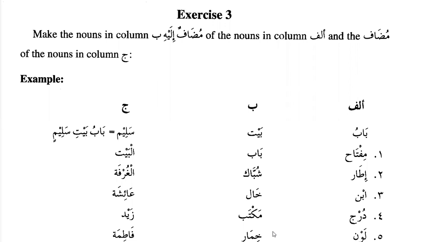Make the column muzafile of the noun in the column alif. This time you need to make them muzafile and the muzaf of the noun in jim. So first you will make this word muzaf and this word muzafile. Then you will make this murakkab al-izafi muzaf of this word. Babu Baiti Salimin. So first you need to make the murakkab al-izafi using these two words. Then you will make that murakkab al-izafi a muzaf of this word.